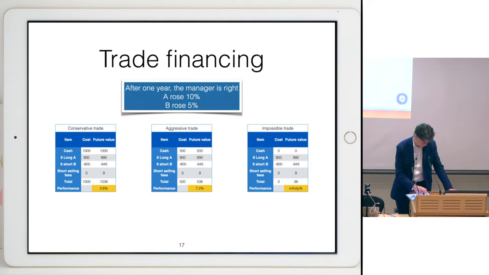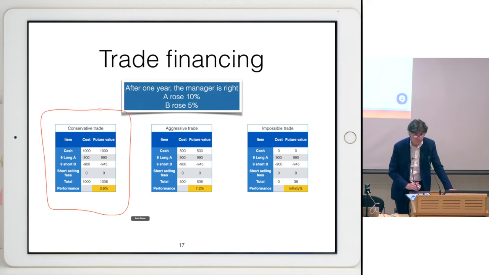Okay, let's analyze this trade. Who likes this trade? No one likes this trade. Why not? Let's analyze the return. Doesn't beat inflation. Okay, so I'll say one thing.